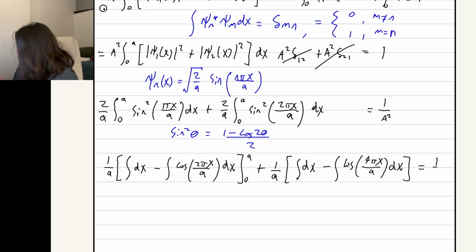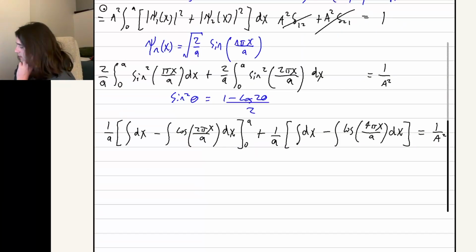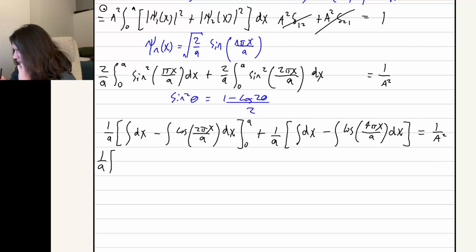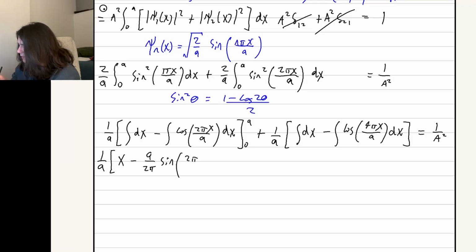All of that is equal to 1 over capital A squared. Those integrals aren't too bad to do now, so this is x squared. No, it's not x squared, it's just x. And this is a over 2 pi sine 2 pi x over a.